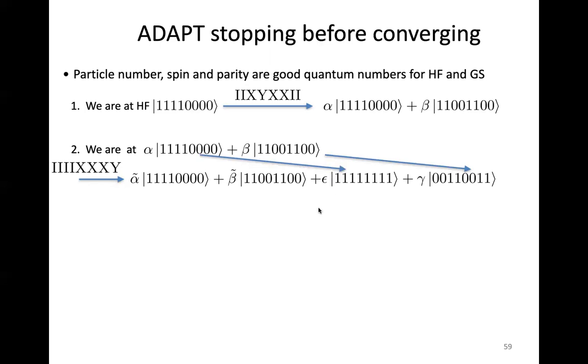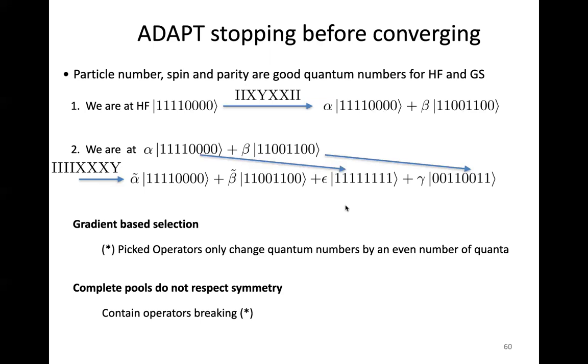But one can notice that an operator can never be picked if, for example, it would change the number of particles not by an even number but by an odd number. So we can have 6 particle states, we can have 8 particle states, but we will never have 3 particle states or 5 particle states or 7 particle states. And the same applies for spin. One can show that the gradient-based criterion can only pick those operators that change the quantum numbers by an even number of quanta.